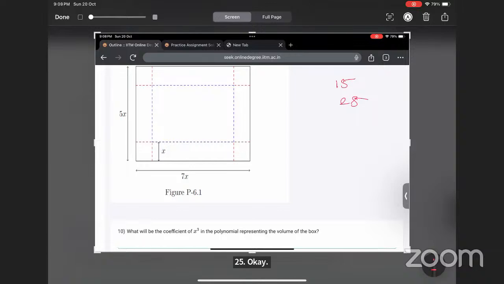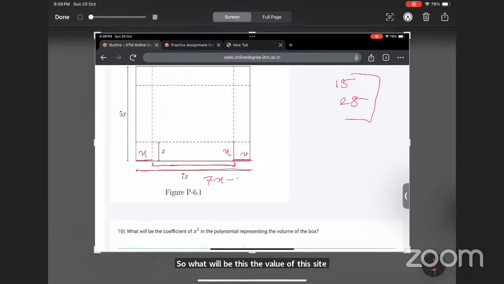So yeah, I have noted it. Let us solve it together. We know that this corner is x, this is x, and this is also x, right? The whole portion is 7x. And if we exclude these two portions, what will be the value of this side? This is basically 7x minus 2x, which is 5x. Similarly here, this total length is 5x. So again we exclude 2x from here, so we will get 3x, right?